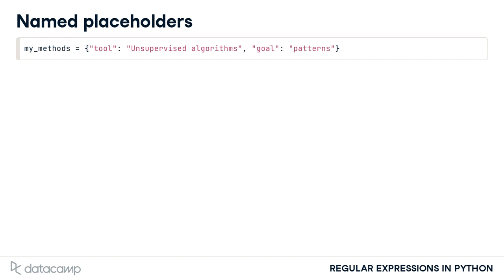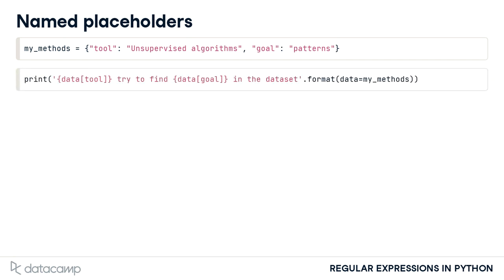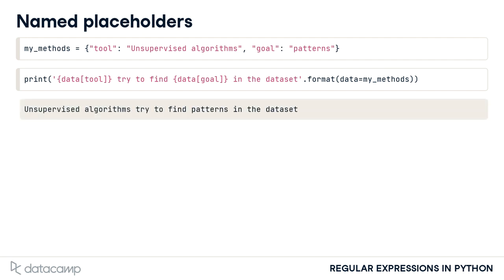Let's examine this code. We have defined a dictionary with keys, tool, and go. We want to insert their values into a string. Inside the placeholders, we can specify the value associated with the key tool of the variable data using bracket notation. Pay attention to the code. Data is the dictionary specified in the method, and tool is the key present in that dictionary. So, we get the desired output shown in the slide. Be careful, you need to specify the index without using quotes.